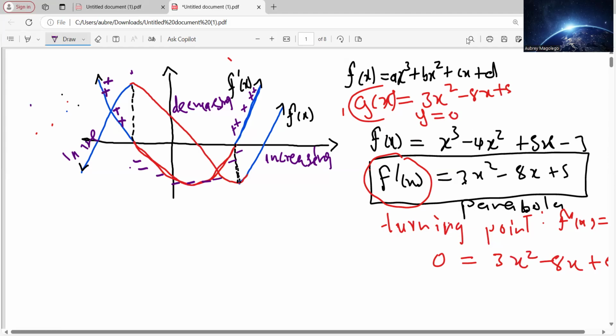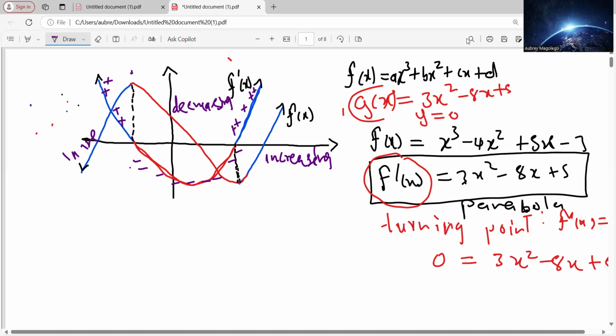We can see where the graph of f prime of x is below the x-axis, the cubic is decreasing between the turning points, which is between the x-intercepts of the parabola. Because between the x-intercepts of the parabola, the graph is below the x-axis, so it is negative. Hence, it means the gradient of the cubic function is negative between those 2 points. So the graph of f decreases where the graph of f prime is below the x-axis, and it increases where the graph of f prime is above the x-axis, where it is positive. So that's the relationship we need to know.